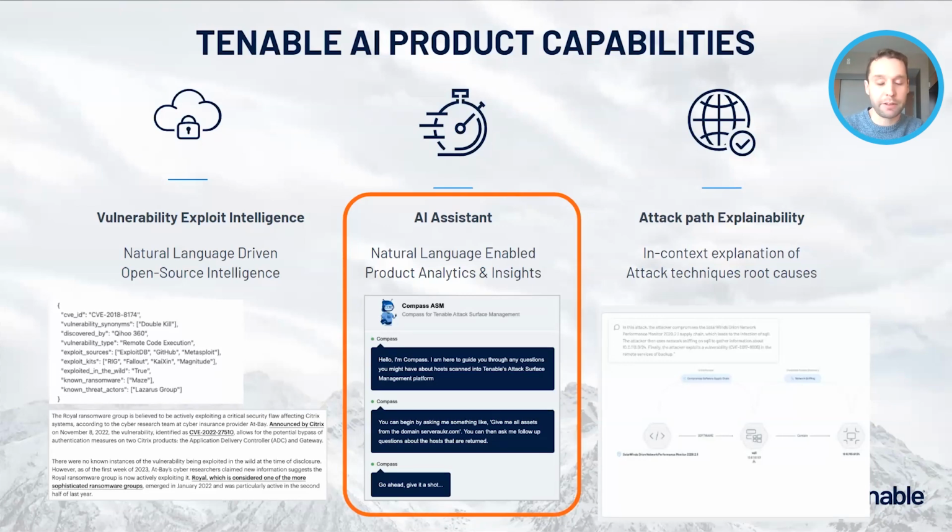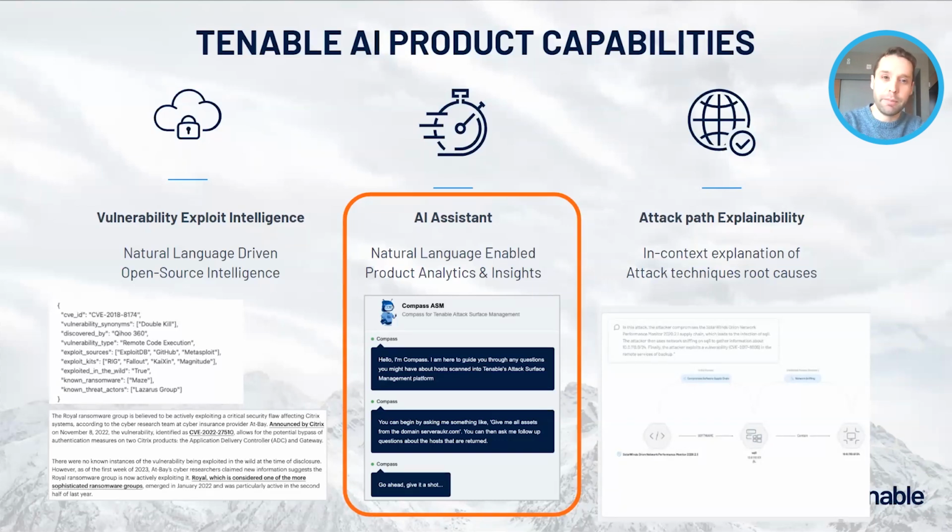Same thing for attack path explainability. An attack path is, as I was saying before, the steps that an attacker will follow to gain access to a system. The idea is to explain in human language what these steps are, so that, in the mind of decision makers, you can better understand what it is and improve the strategy to prevent such an incident from happening. And then the last one, and we're going to drill into this in a second, is our AI assistant.